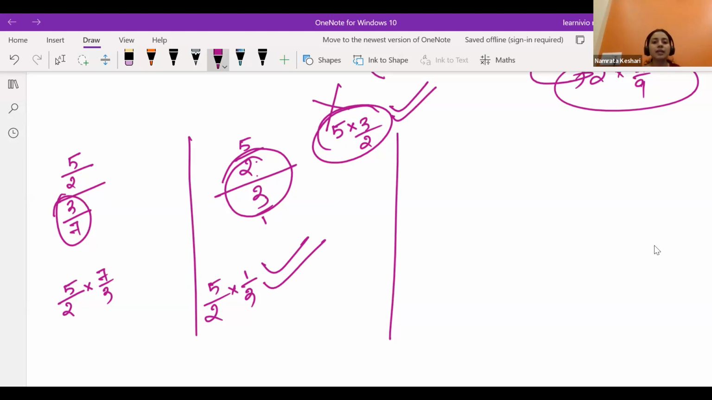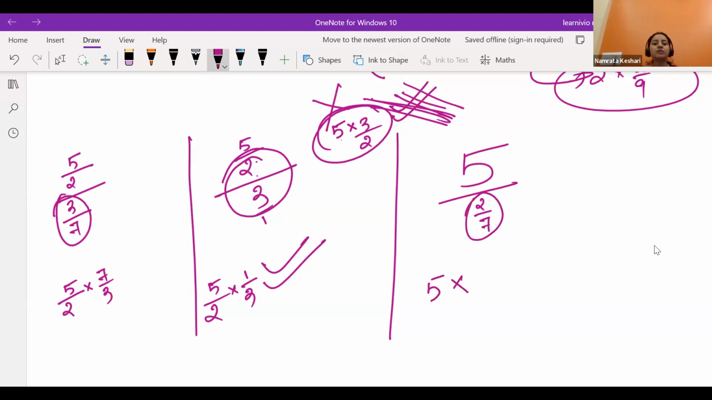If that is a whole number, don't take it as a fraction always. Okay, or the next example, this we cannot take. Are you getting my point, that we cannot take it as a 5 into 3 by 2? Or the next example is, suppose you are having just 5, and in the denominator you are having 2 by 7. Then you will be taking the reciprocal of 2 by 7, just 5 multiplied with 7 by 2. Are you understanding all the scenario?